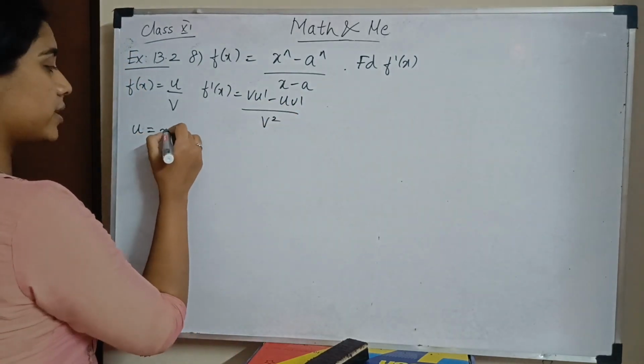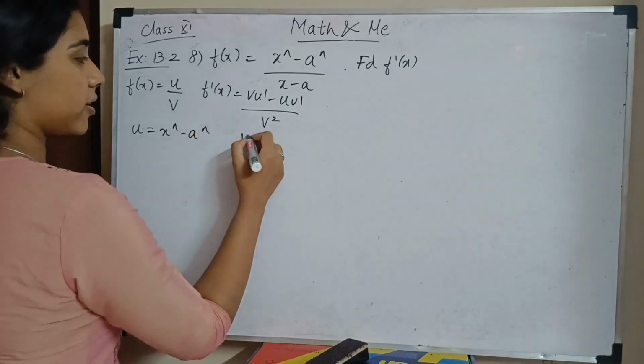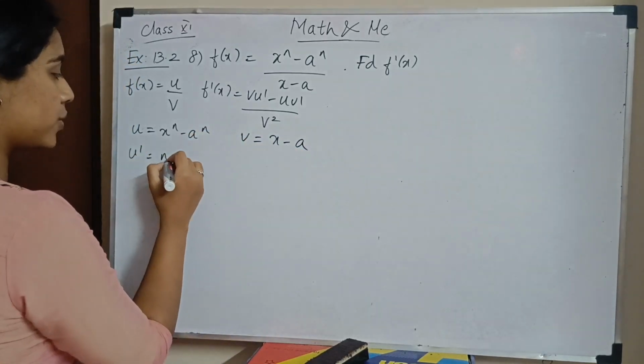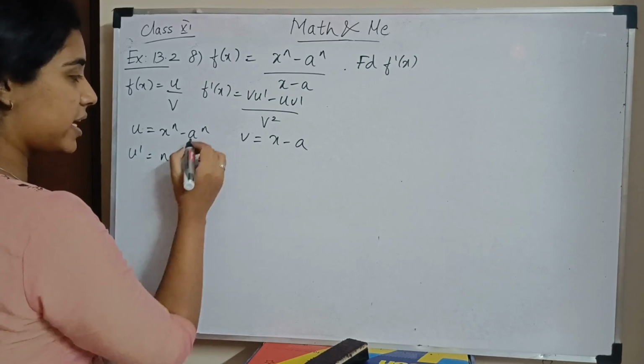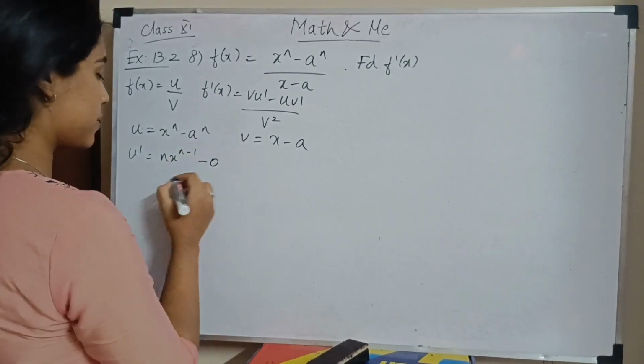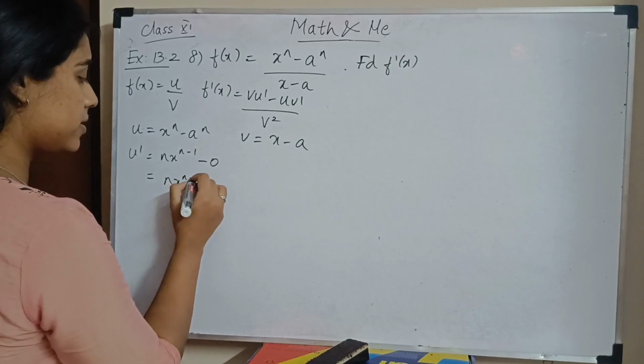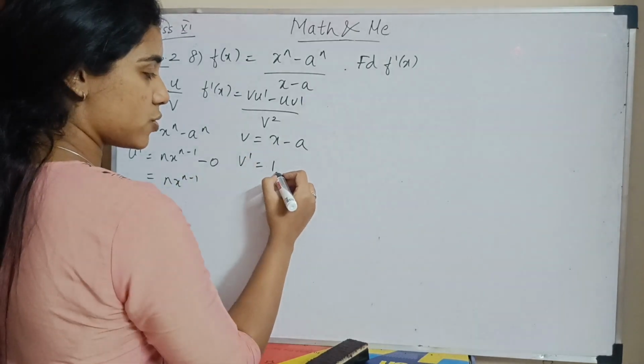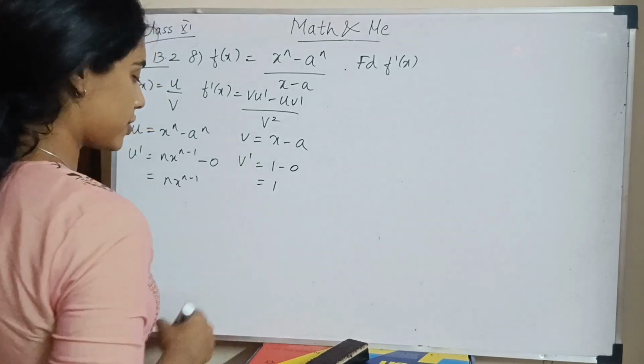What is your u? x to the n minus a to the n. What is your v? x minus a. So now, what will u dash be? n x to the n minus 1, minus a to the n, which is nothing but a constant, so it becomes 0. So n x to the n minus 1. What is v dash, the derivative? The derivative of x is 1, minus 0, so it is 1.